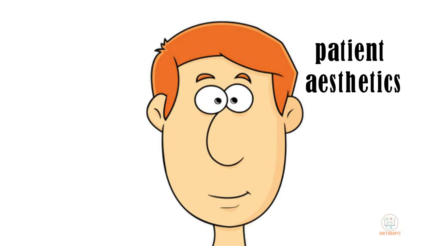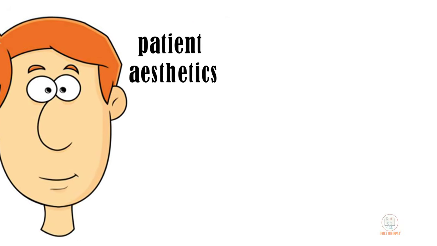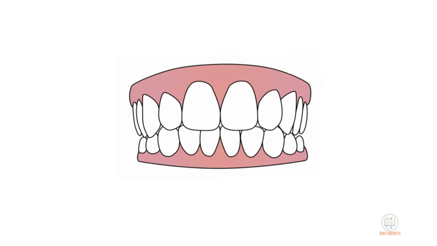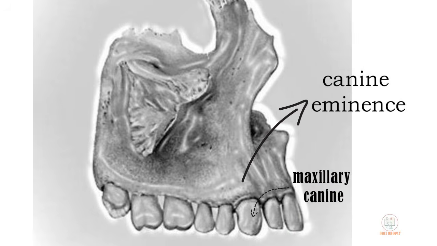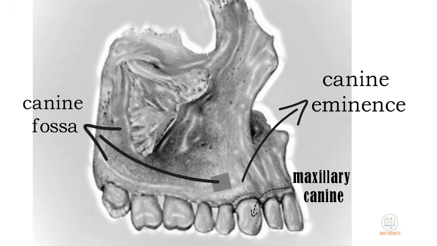Canines are very important in patients' aesthetics. Due to their location, they support the corners of the mouth. Their absence causes drooping of the lips and may give an aged appearance to the patient. The thickness of the root results in a protuberance on the alveolar ridge of the maxilla called canine eminence. A slight concavity just posterior to it is called canine fossa.